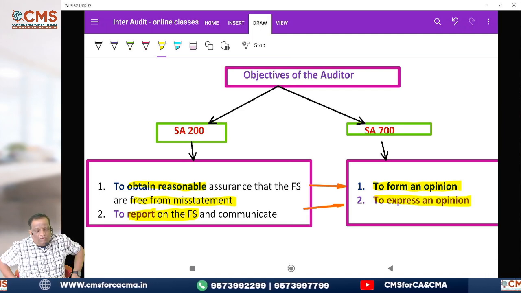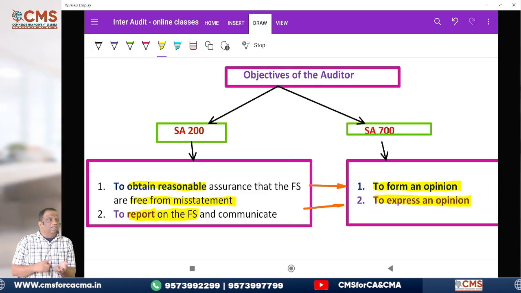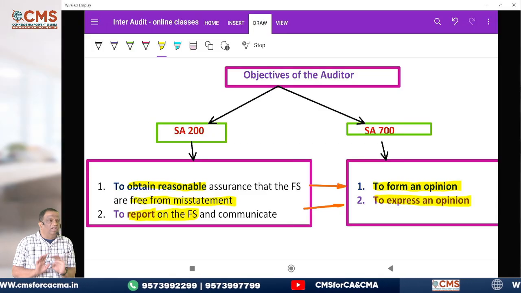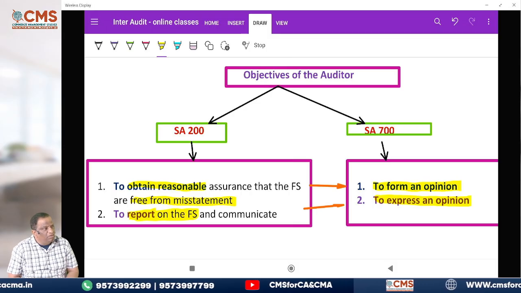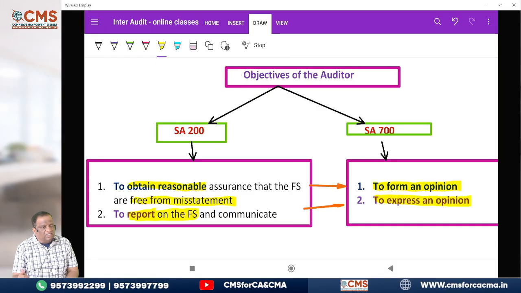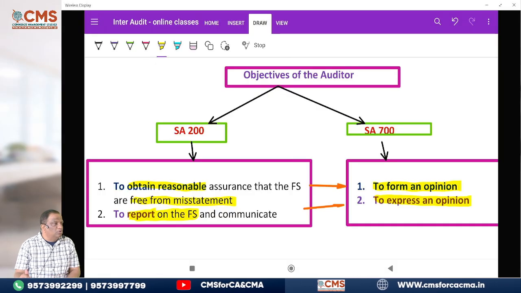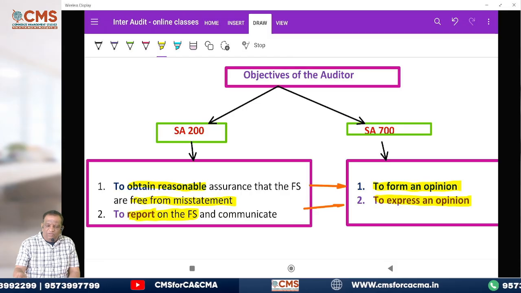Now, what are the objectives under SA 200? 2 objectives. First one is to obtain reasonable assurance that the financials are free from misstatement, and after ensuring that financials are free from misstatement, I have to report it. So these are the 2 points. Under SA 700, it's more simple and more student friendly, to form an opinion and to express opinion. Now you can relate it.